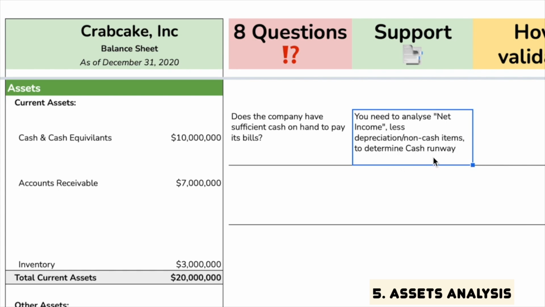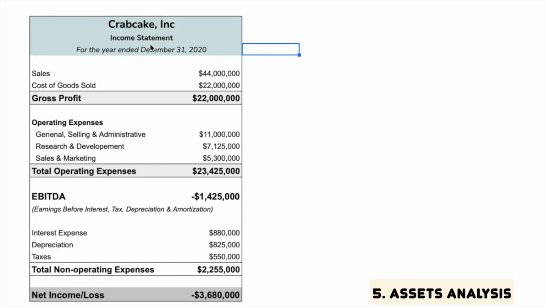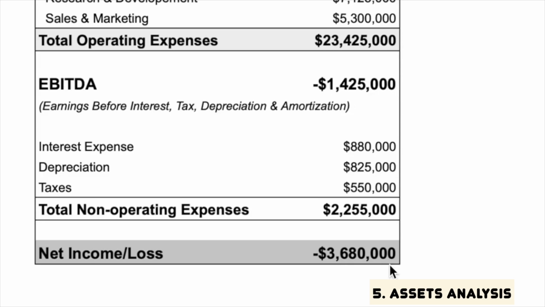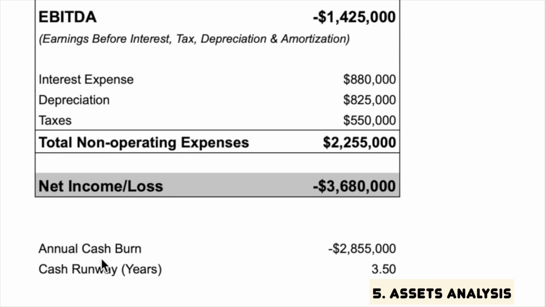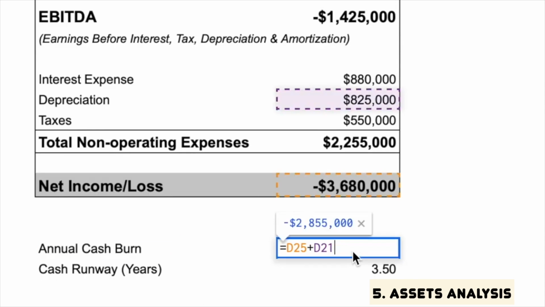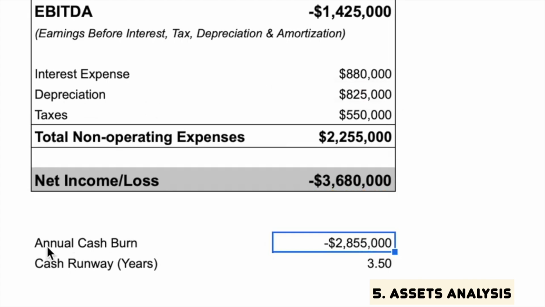So that's the first thing I've got to do, look at the net income on the income statement. When I look at the income statement for Crab Cake Inc., I realize right out of the gate that they have a net loss of $3.6 million. So what I need to do is calculate the annual cash burn by taking the net loss and adding back depreciation, because depreciation is the item here that is not related to cash. That will give me an annual cash burn of $2.8 million. And that's going to be an important number because we're going to talk about that next.